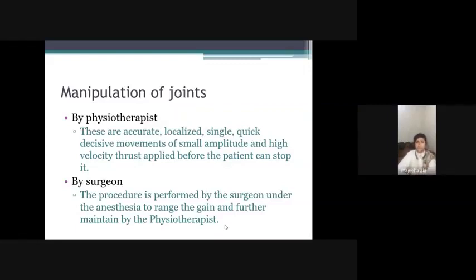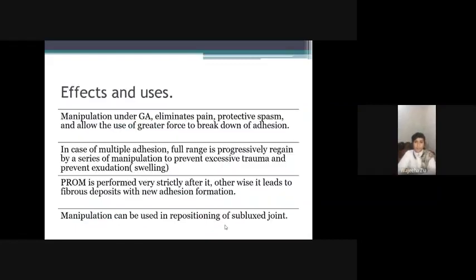But if the joint is so much immobilized that the manipulation by the therapist is not helping, then it can be done by the surgeon. In this case, anesthesia is required. The main purpose of giving the general anesthesia is to gain better range and to apply greater force, because if the patient is conscious, we will not be allowed to apply the greater force. But there are limitations of the general anesthesia.